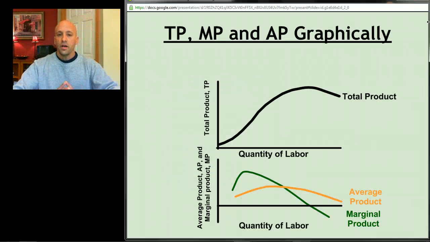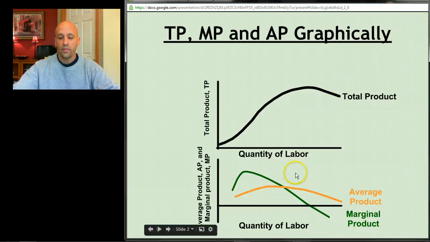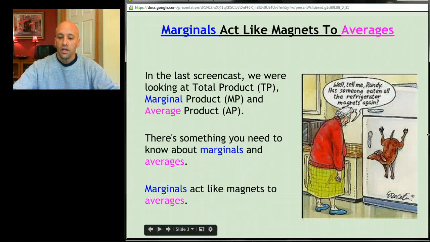Alright, so in the last screencast we left with this graph of total product, marginal product, and average product. And I pointed out that there's something special that's happening where marginal product and average product are crossing. Specifically, that average product peaks out at exactly that point. In this screencast, I'm going to try to explain why that is. So in the last screencast, again, we were looking at total product, marginal product, and average product. And there's something that you need to know about marginals and averages. Marginals, it turns out, act like magnets to averages.